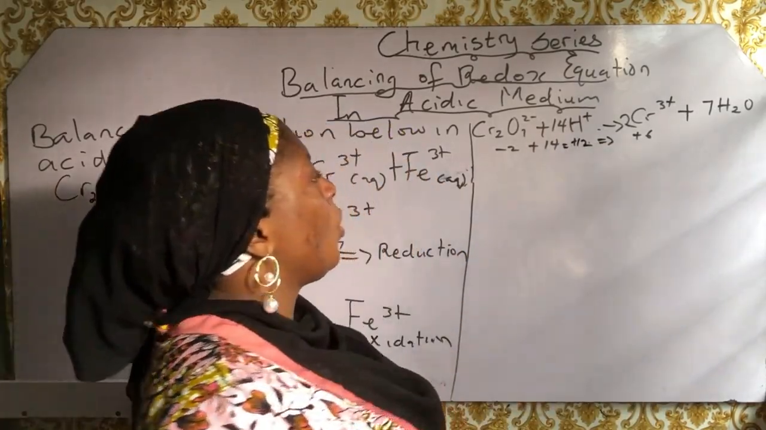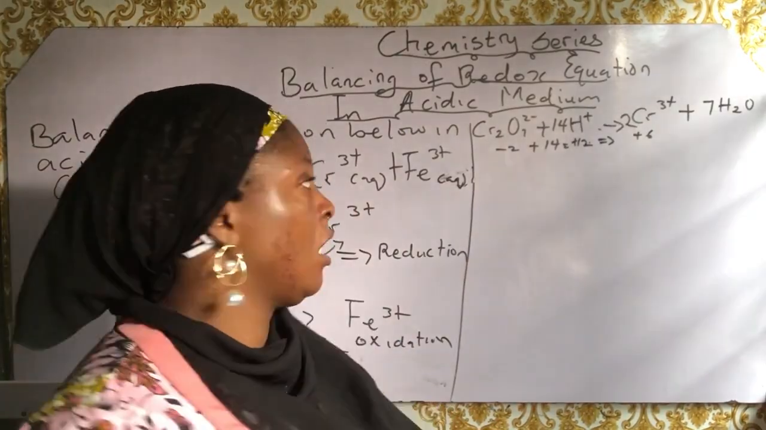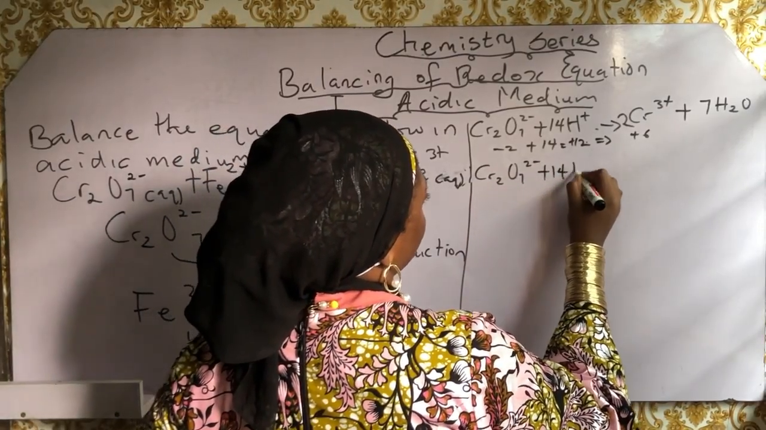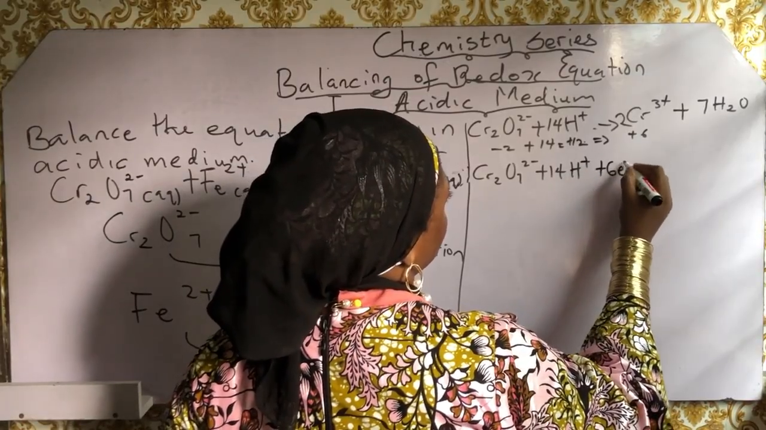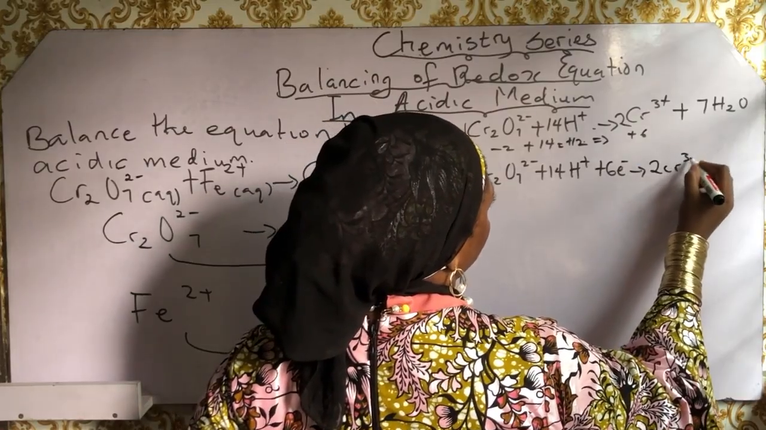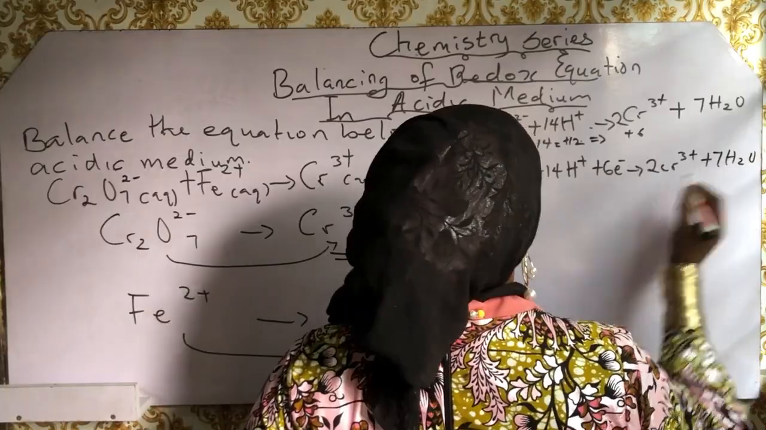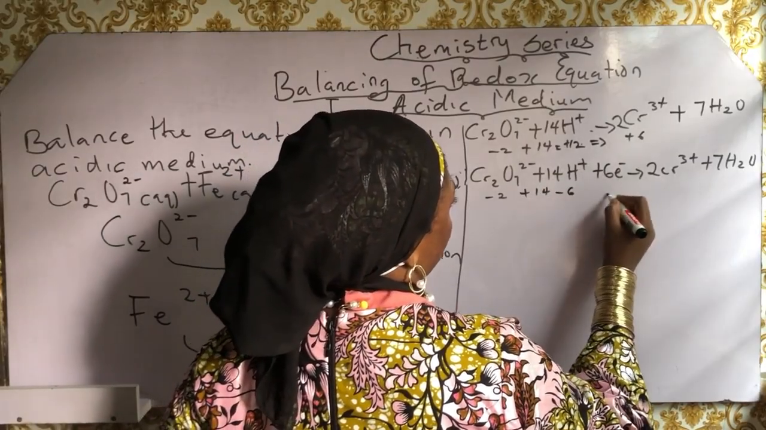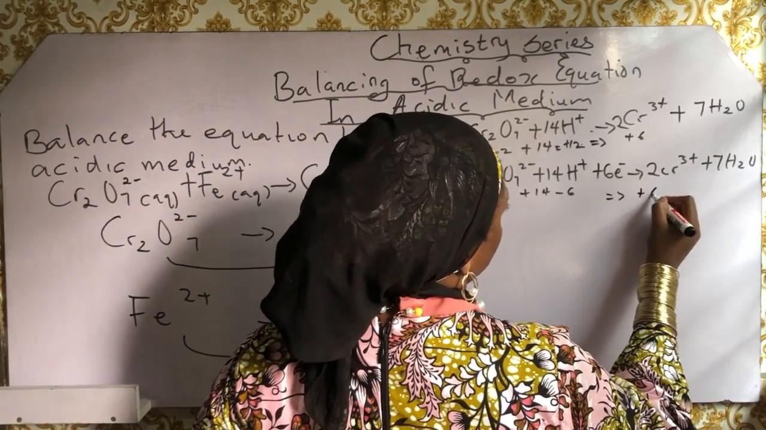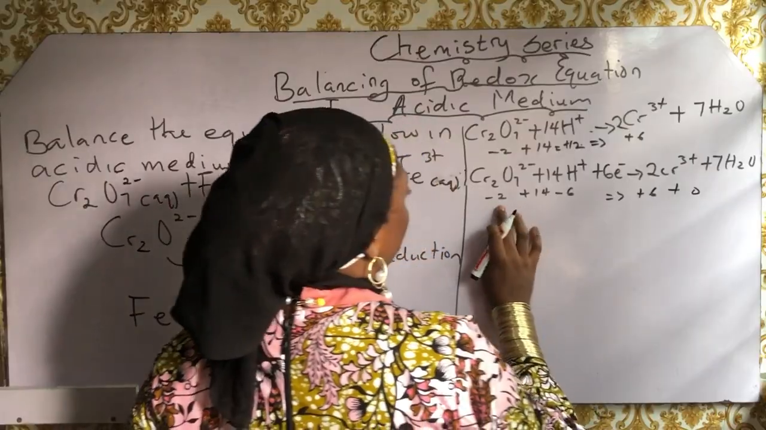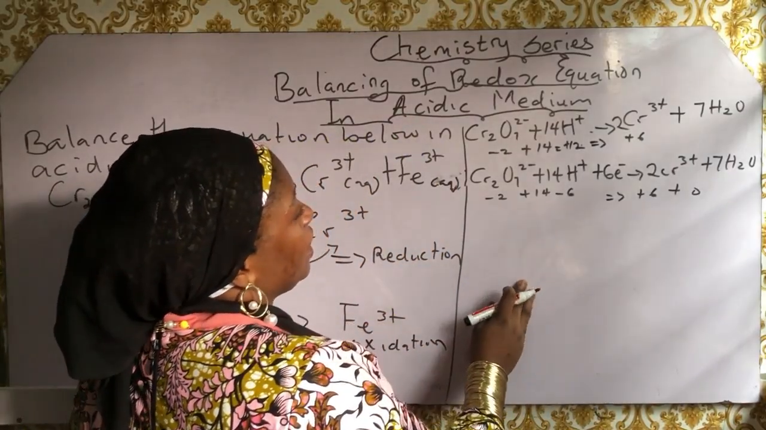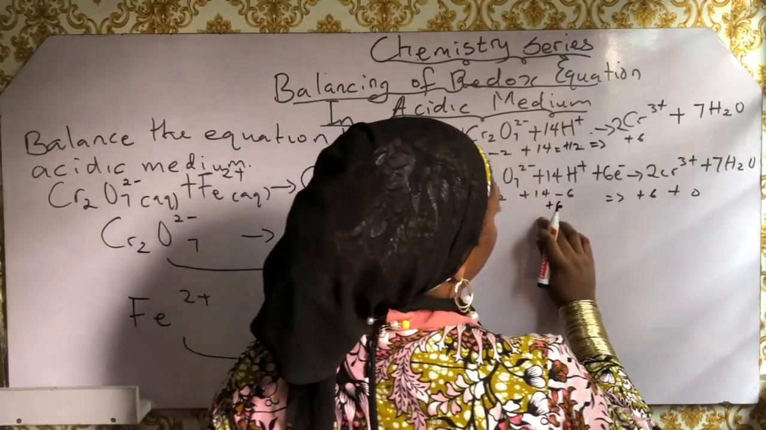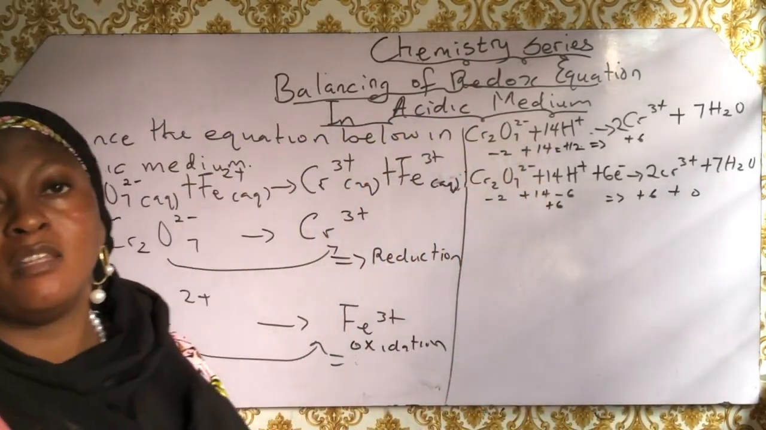So what do you do? You add electrons to the side with more charge. So you have Cr2O7 2- plus 14H+ plus 6 electrons to give 2Cr3+ plus 7H2O. Now you have negative 2, plus 14, minus 6, and here you have 2 times 3, that's plus 6. Water is 0, neutral. So minus 2 plus 14 gives positive 12. Positive 12 minus 6 gives positive 6. And here you have positive 6. That means the charges are balanced.